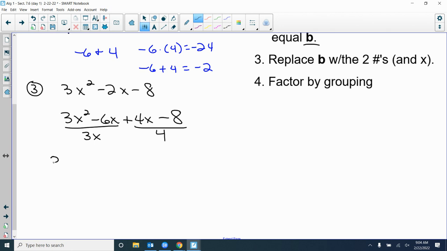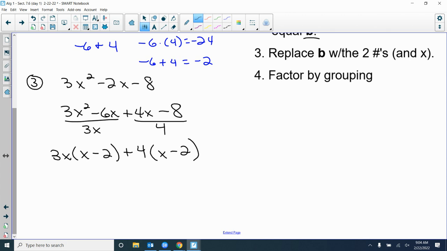Okay, so this goes out in front. It's 3x. 3x squared divided by 3x is x. Negative 6x divided by 3x, what's that give me? Minus 2. Plus 4. Make sure you put a plus 4 there. 4x divided by 4 is x. Negative 8 divided by 4 is minus 2. Do they both have the same group? Jeff? Yep, so you remember how we write the answer?